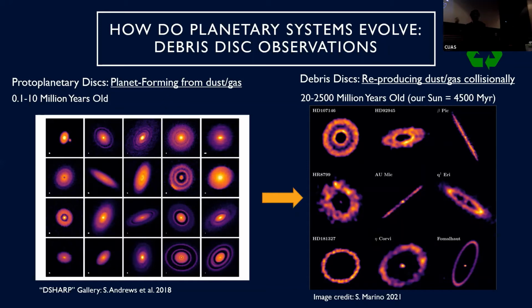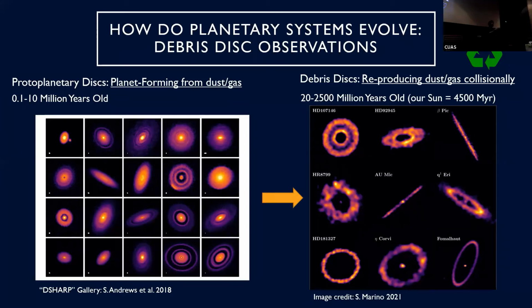But what's happened in these systems is very different. The evolution of the substructure here is very different to the evolution of the substructure here. Okay, and the reason is what's happening in these systems, these young protoplanetary disks, is they're forming planets. Okay, whereas what's happening in debris disks is that planets have already formed, and what we've got now is the reprocessing of all the dust.